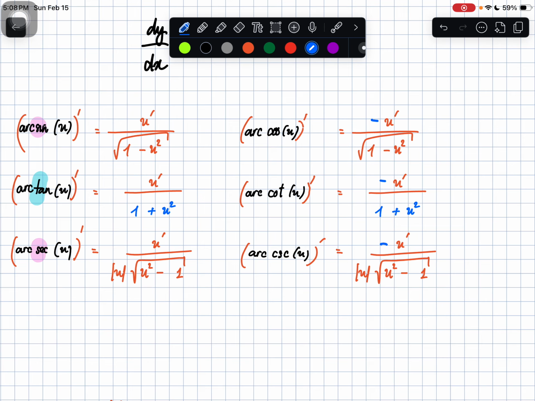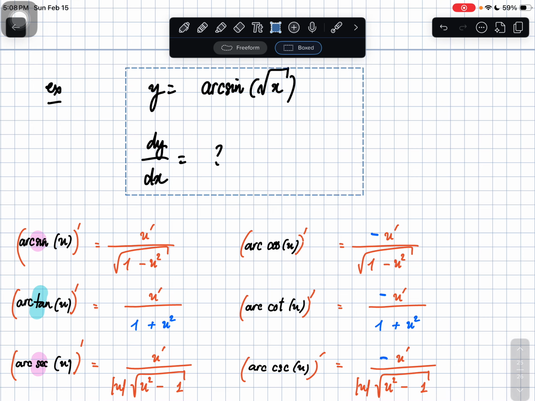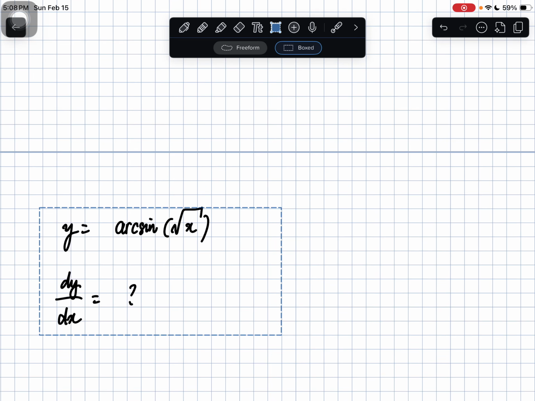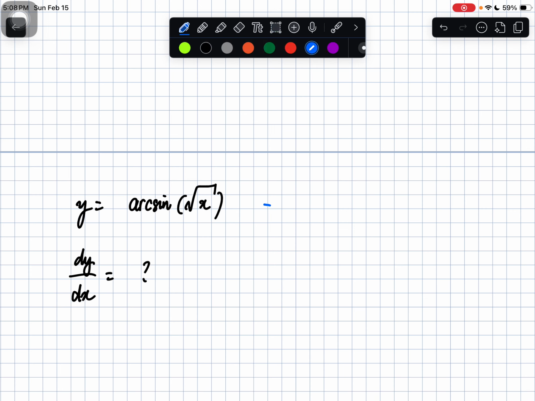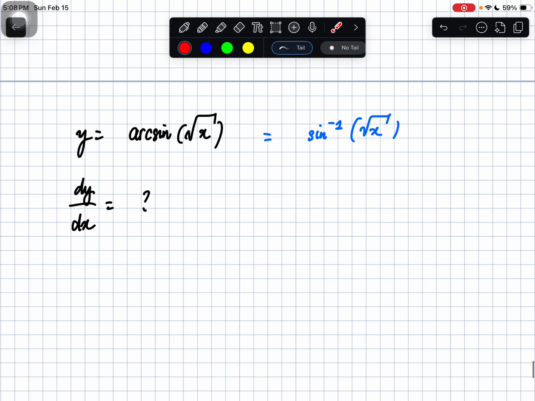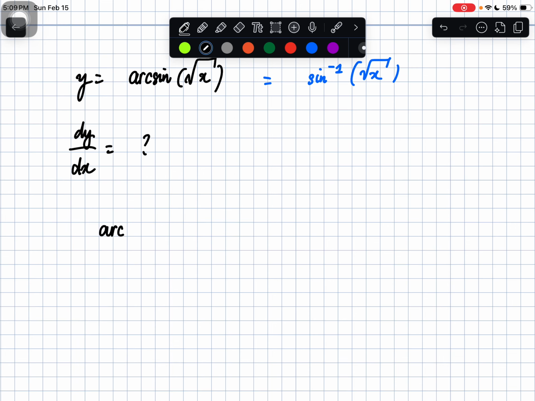So let's come back to this question. You need to compute dy over dx of arcsin of the square root of x. In some books they will write sine inverse square root of x. So this is arcsin. It's not 1 over sine x, no, that's different. This is the inverse sine of x. Arcsin u prime is u prime divided by the square root of 1 minus u squared.